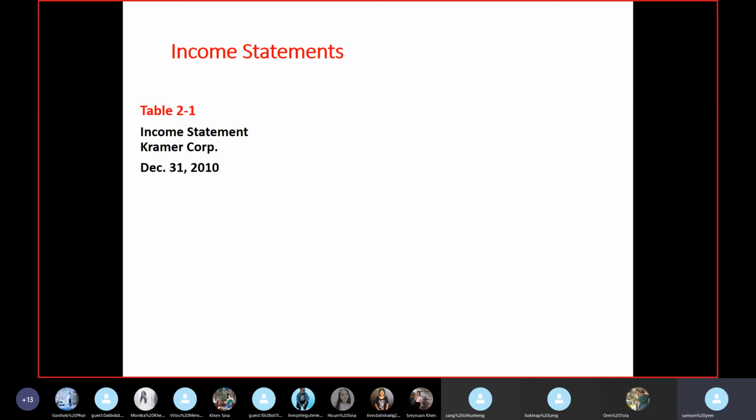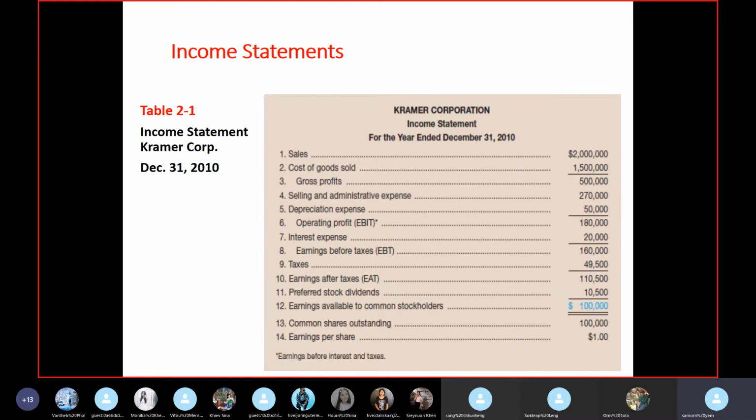Now we go to content number 1, the income statement. Our financial management focuses especially on corporate finance. So for the model of how to do the income statement, we follow the form of the corporation. As in chapter 1, there are 3 forms of organization: one is sole proprietorship, 2 is partnership, and the 3rd one is a corporation.